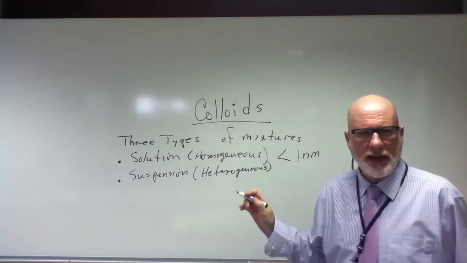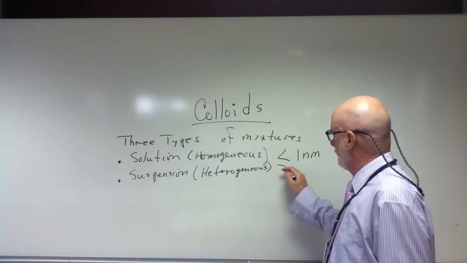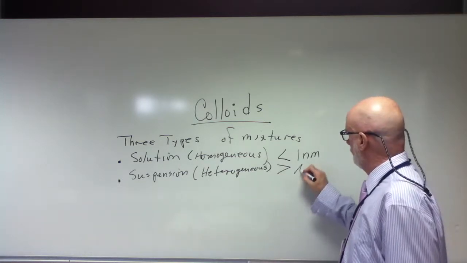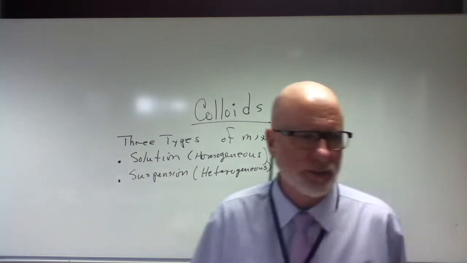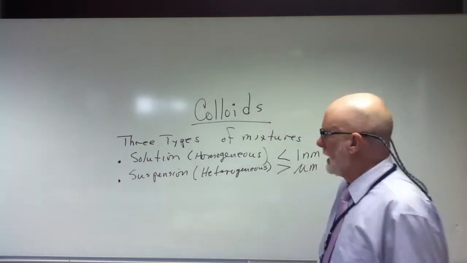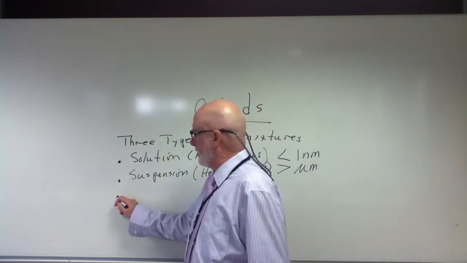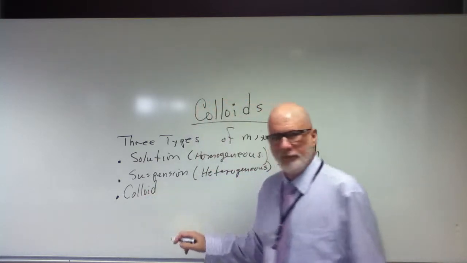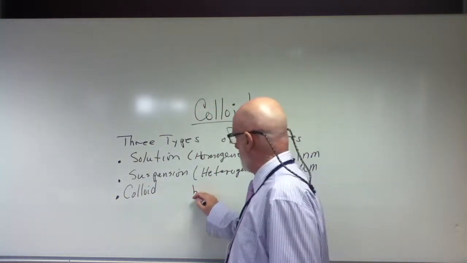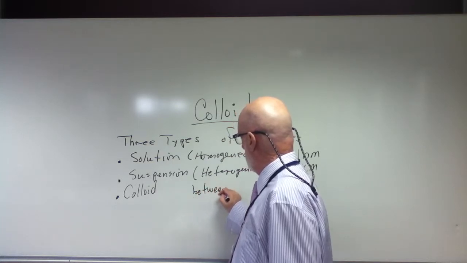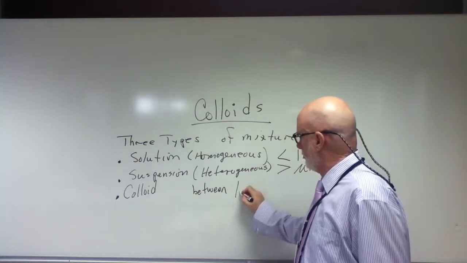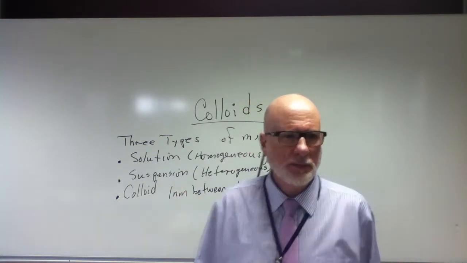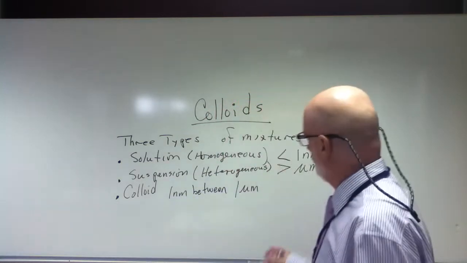And that's going to be greater than 1,000 nanometers, a micrometer, or 1,000 nanometers, right? Is that what you were saying? Yes. Right. And then the third type is what we're studying right now, isn't it? It's a colloid. It's between 1 micrometer and 1 nanometer. And it's heterogeneous, right?